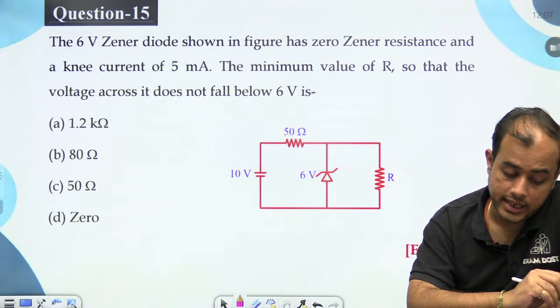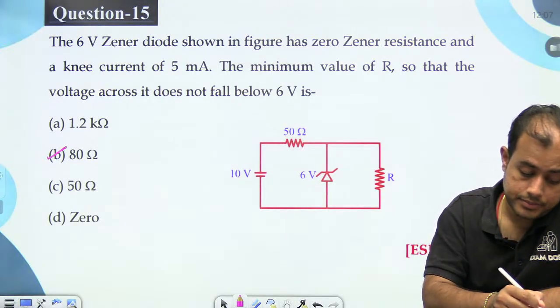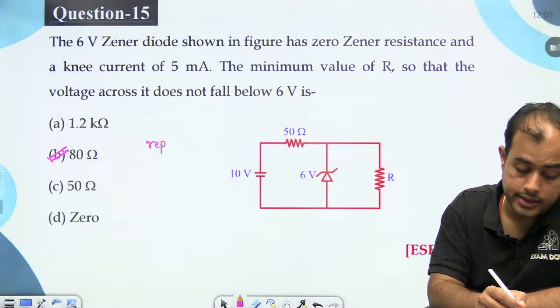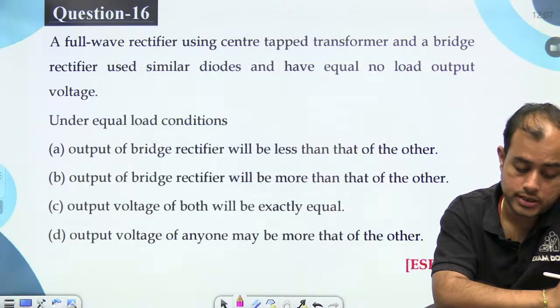6 volt Zener diode repeated. This is ESE 2013. This is a repeat question.